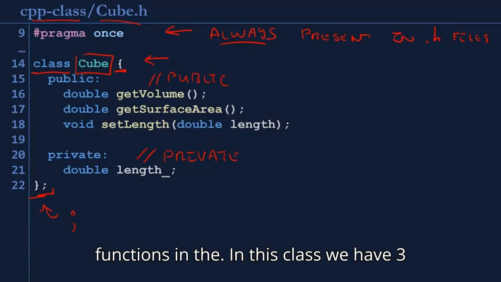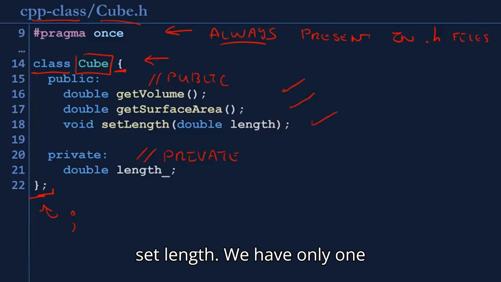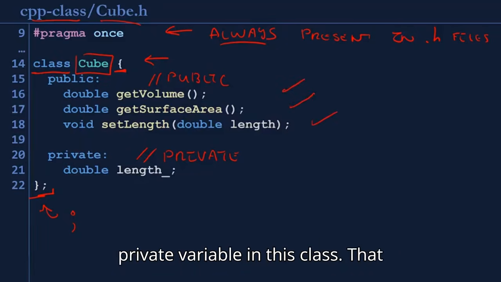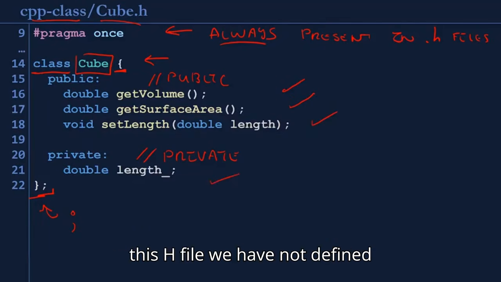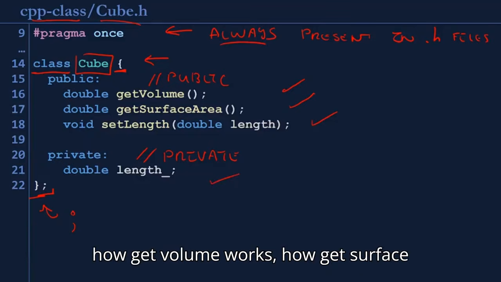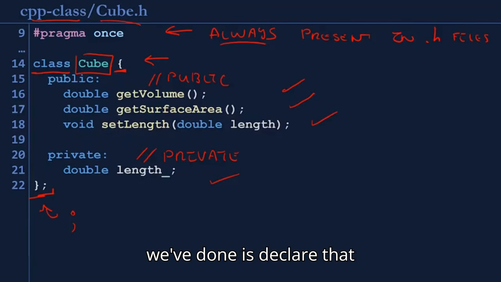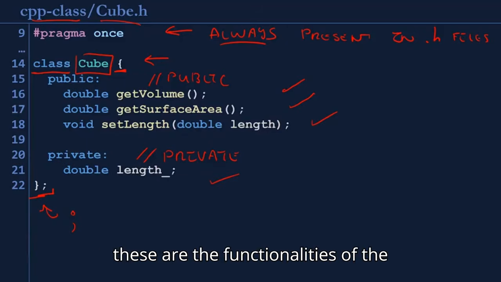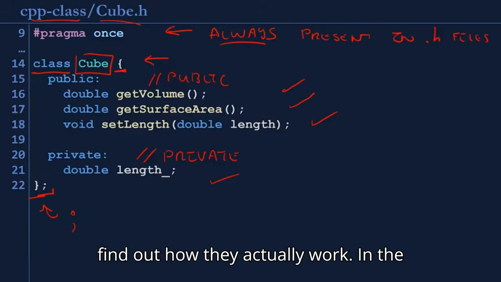In this class, we have 3 private functions. We have getSurfaceArea, getVolume, and setLength. We have only 1 private variable in this class. That private variable is length. Notice in this .h file, we have not defined how getVolume works, how getSurfaceArea works, or how setLength works. All we've done is declare that these are the functionalities of the class. We need to look at our CPP file to find out how they actually work.